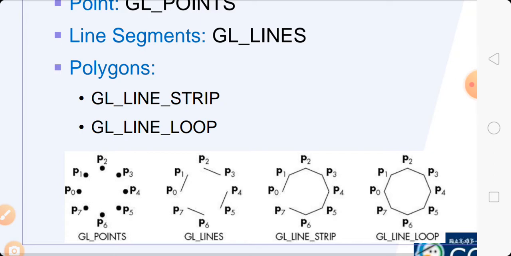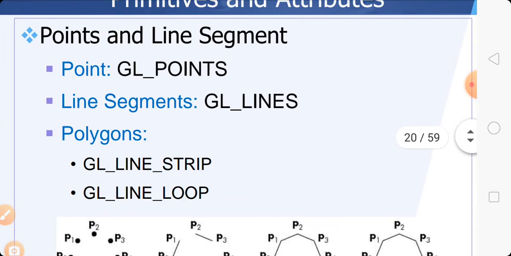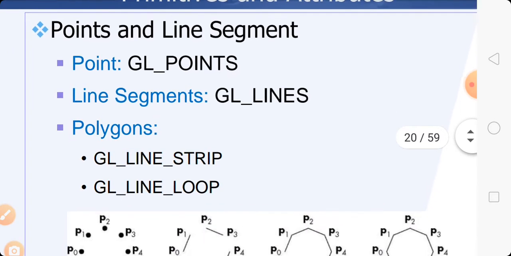Now we have to look at GL_LINE_LOOP. Between GL_LINE_STRIP and GL_LINE_LOOP there is only one difference: the last and first points of the line segments are attached together, so it forms a loop or a circle. That is called a GL_LINE_LOOP. These are the polygons: GL_LINES, GL_LINE_STRIP, and GL_LINE_LOOP. So this is the point and line segments.